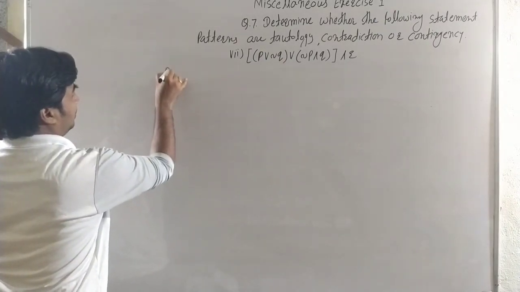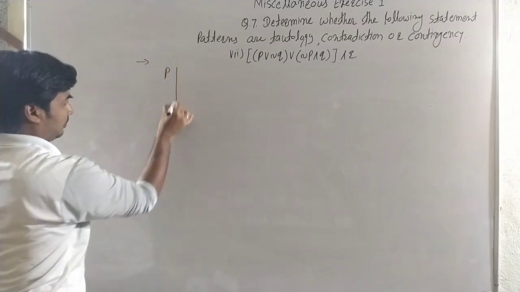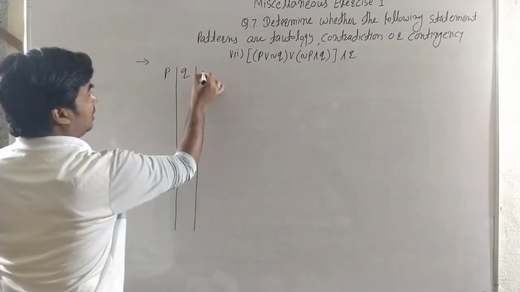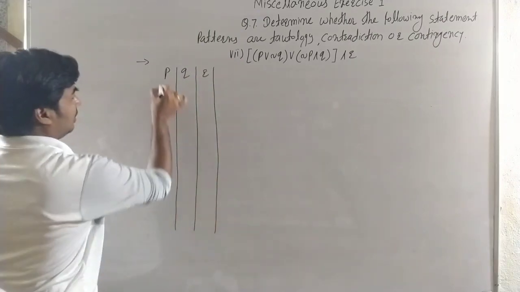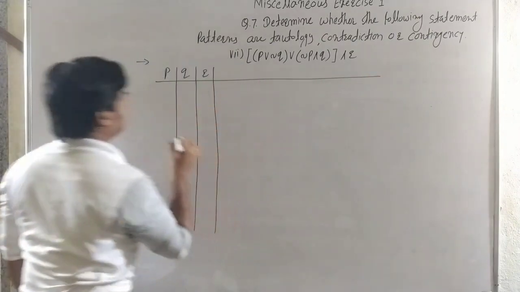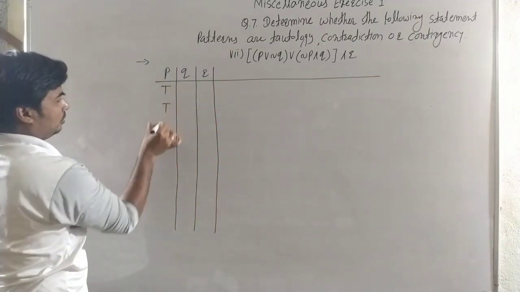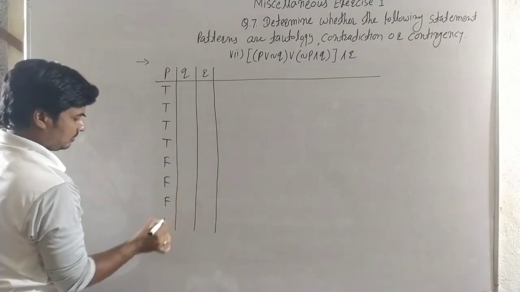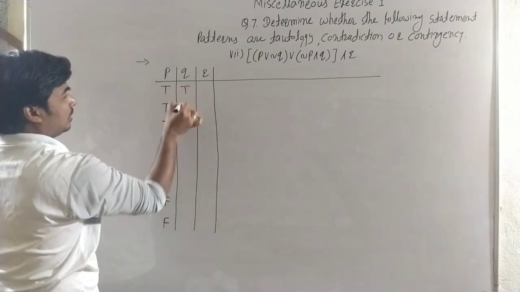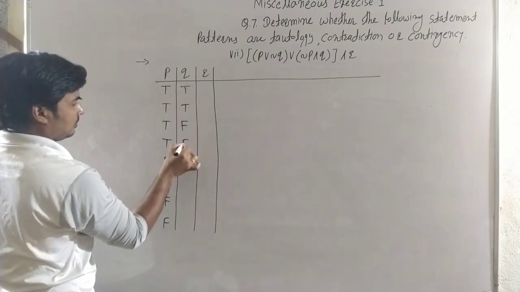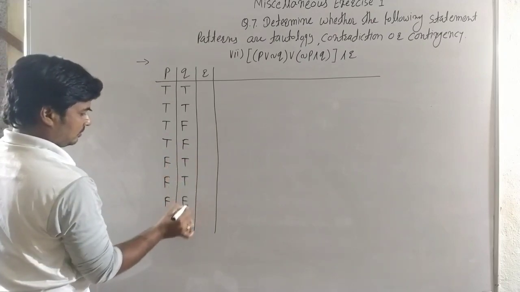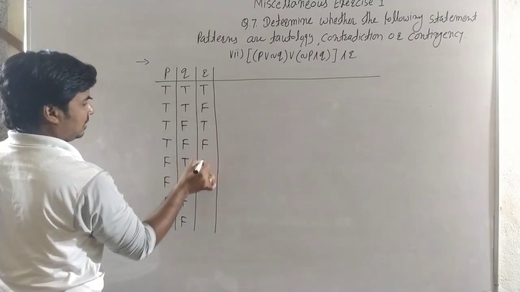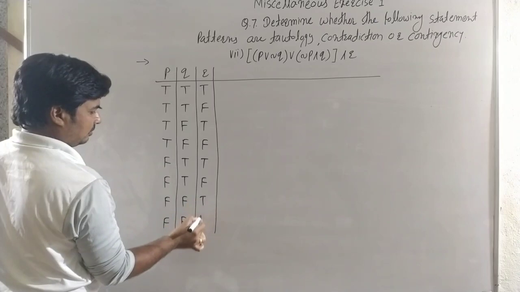Solution. First P, then Q, then R. Here P is true, true, true, true: 4 times true and 4 times false. Q is 2 times true, 2 times false. R is true, false, true, false, true, false, true, and false.